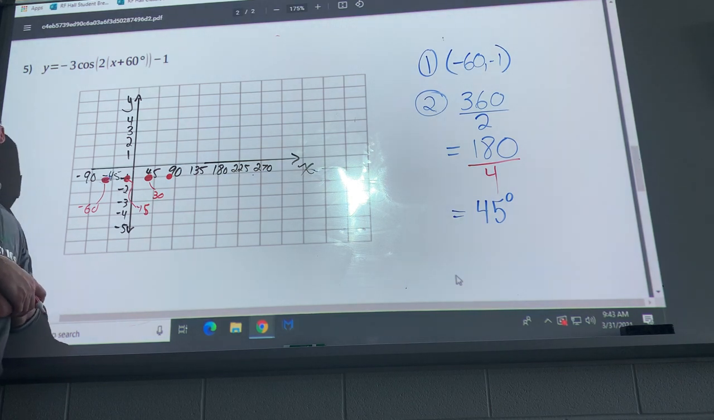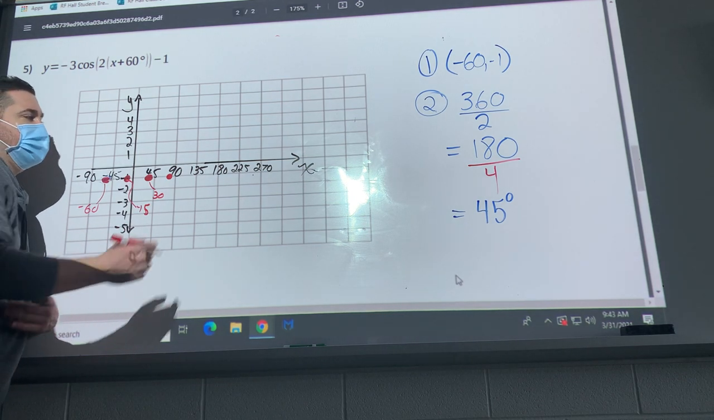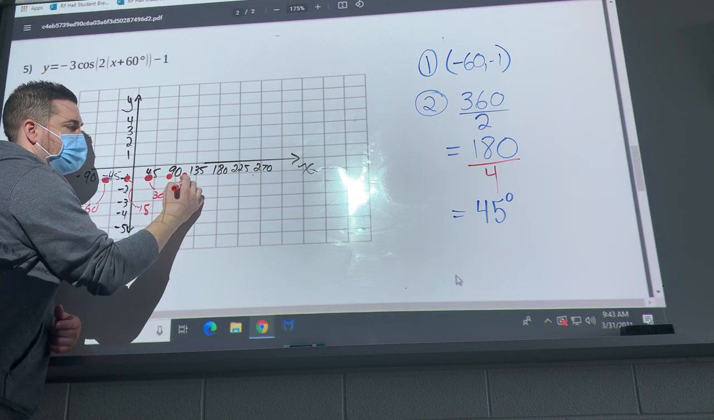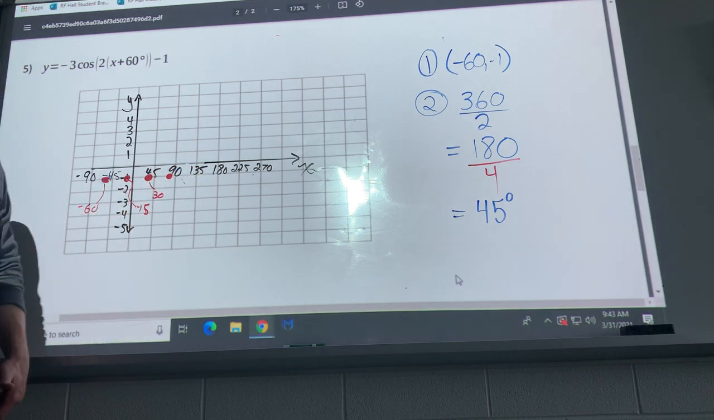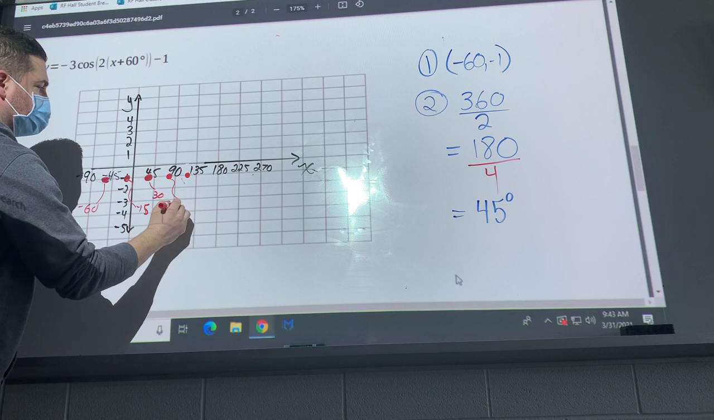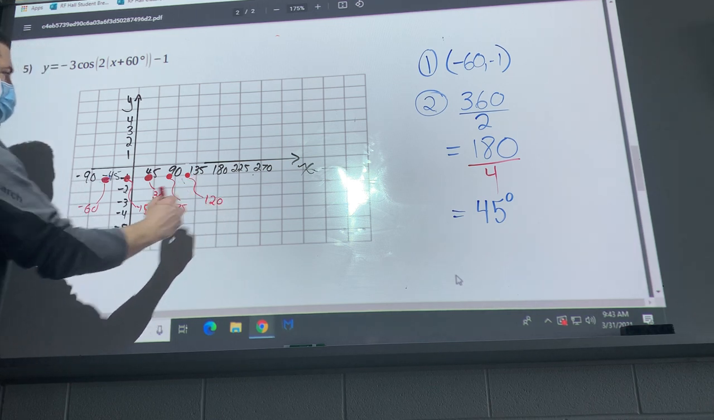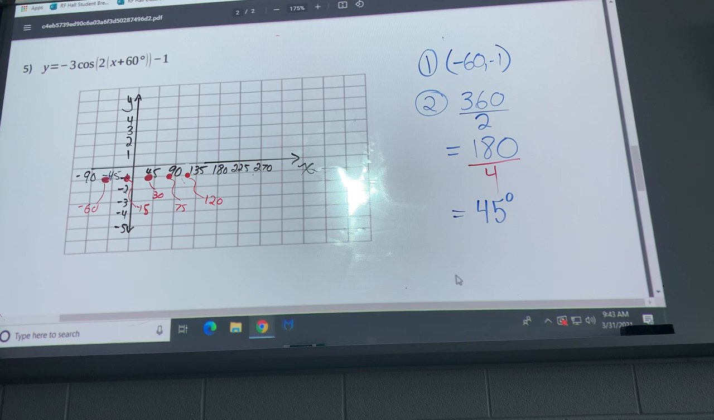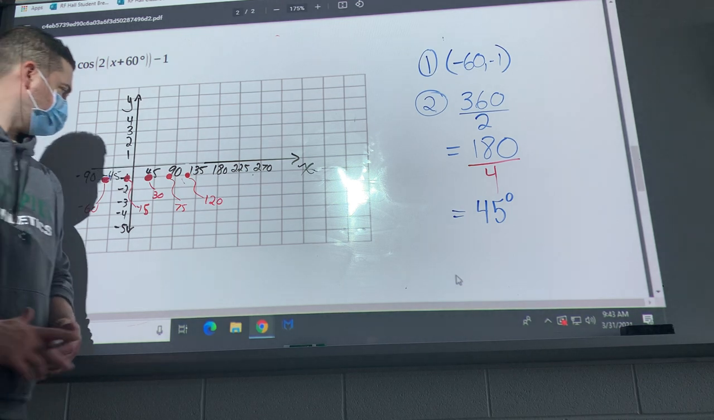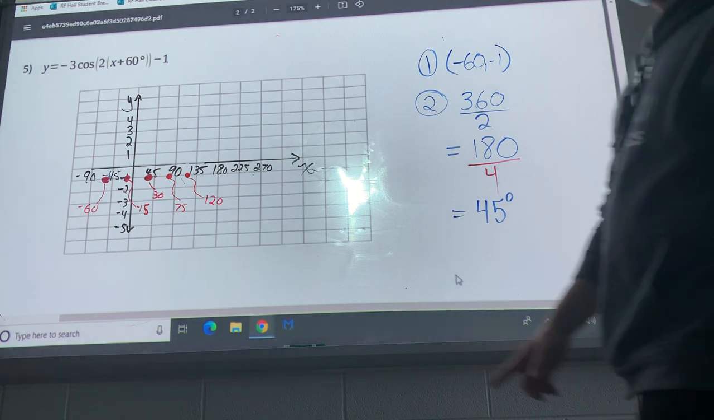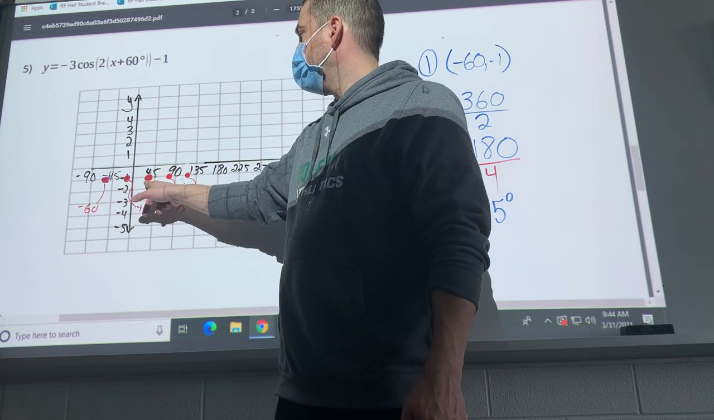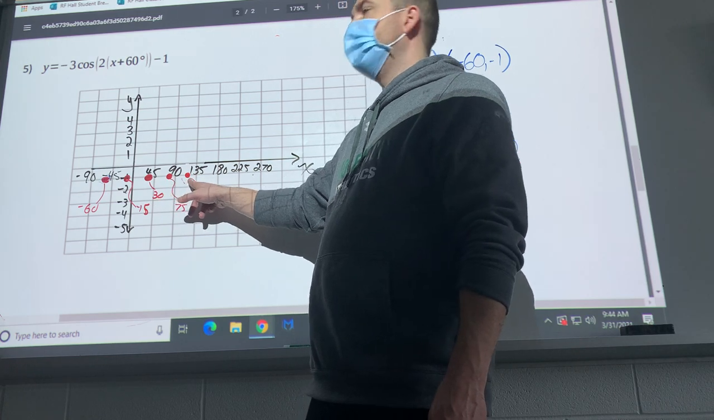And lastly, 75 plus 45. Okay, you're right, 120. So this one's 75, and that's 120. Okay, so negative 60, then negative 15, positive 30, positive 75, positive 120.